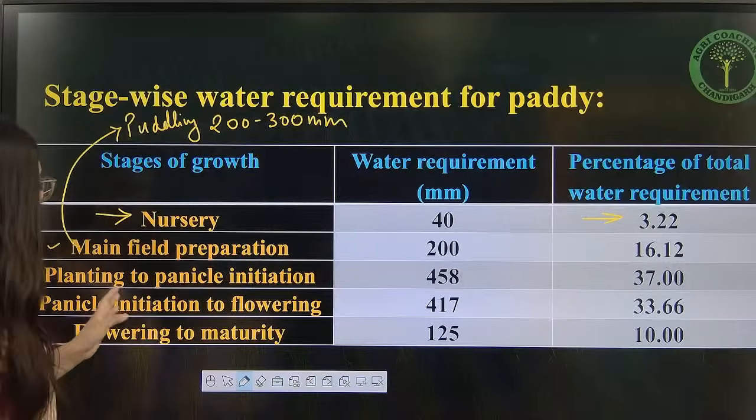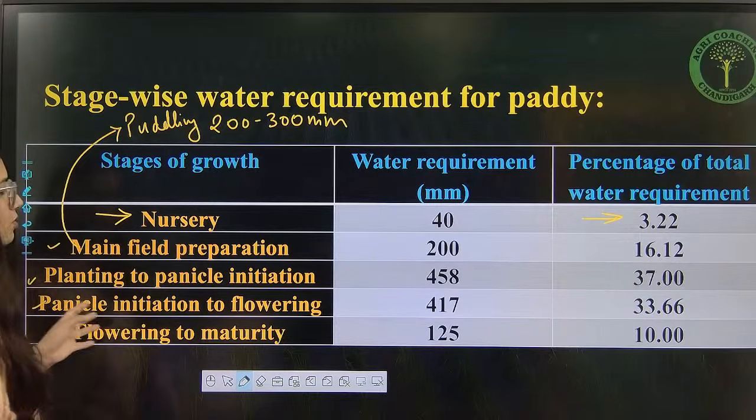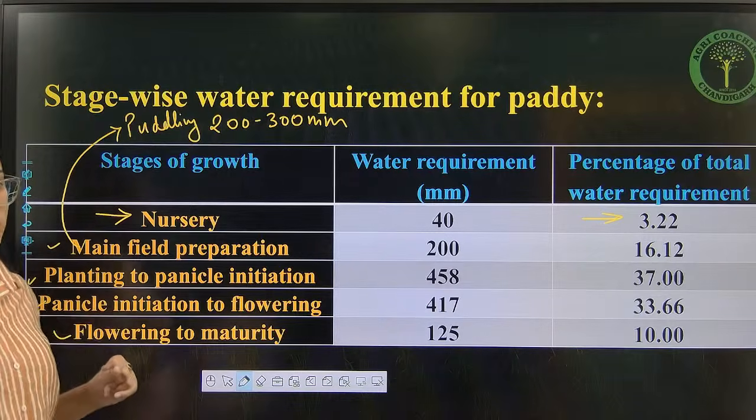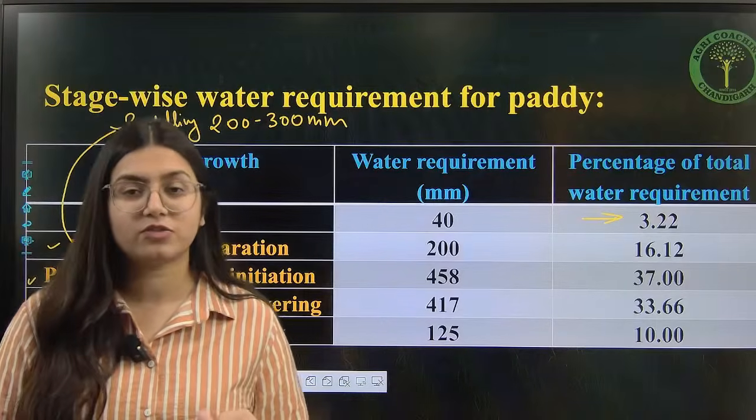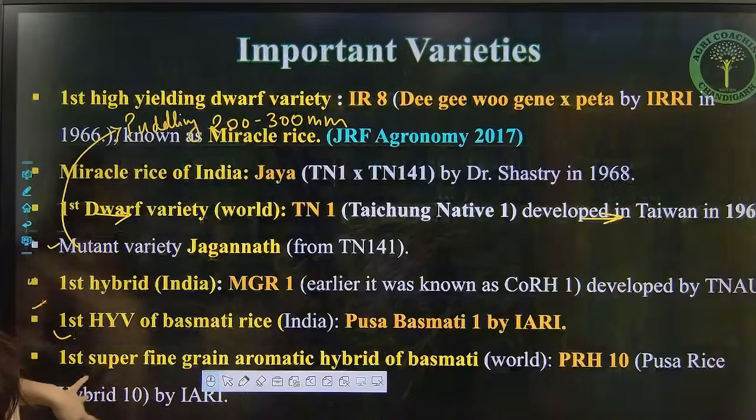Then planting to panicle initiation is around 458 millimeters, panicle initiation to flowering 417, and flowering to maturity 125 millimeter. So these are the different water requirements of paddy at different stages.